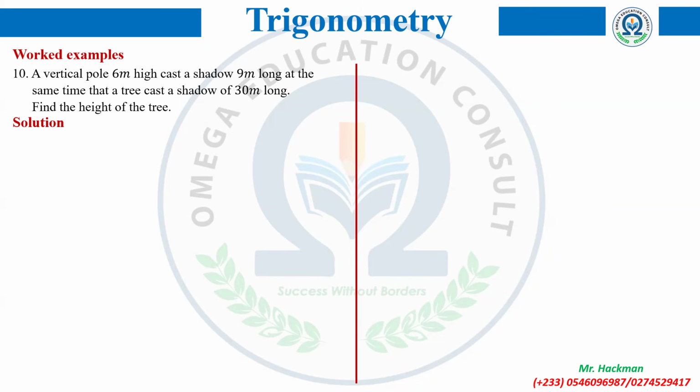You can see that the vertical pole, its height is given, and its shadow is also given. However, the tree, we know only its shadow. We don't know its height, and that's what we are asked to find. So I want to ask this simple question. Looking at the information provided, between the tree and the pole, which one do you think is longer or taller?